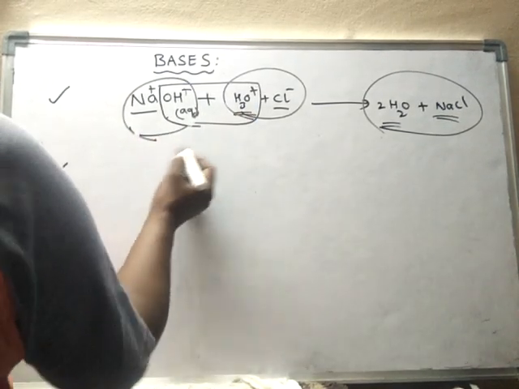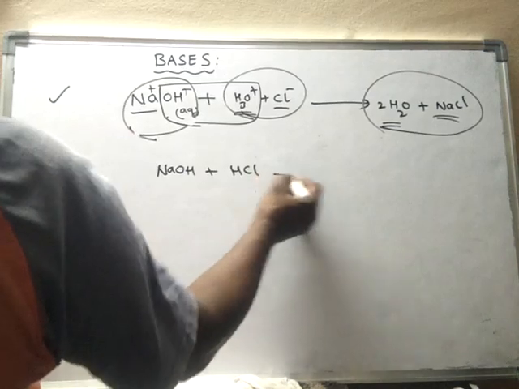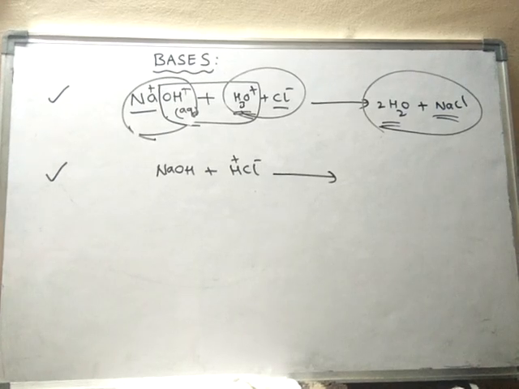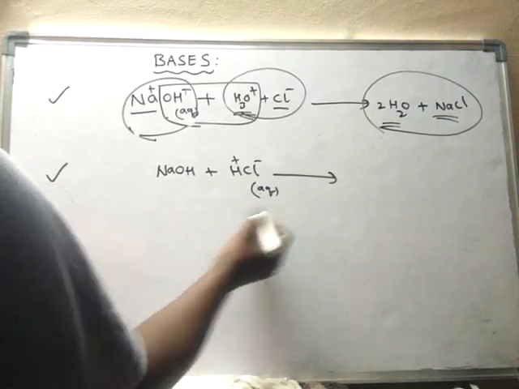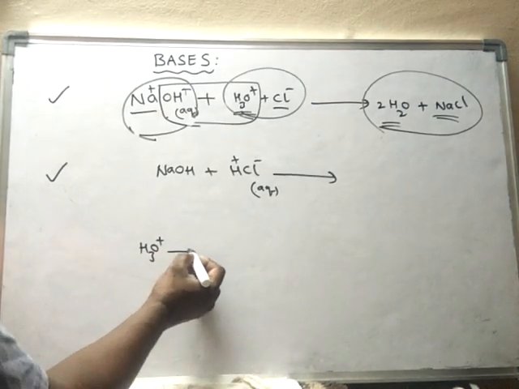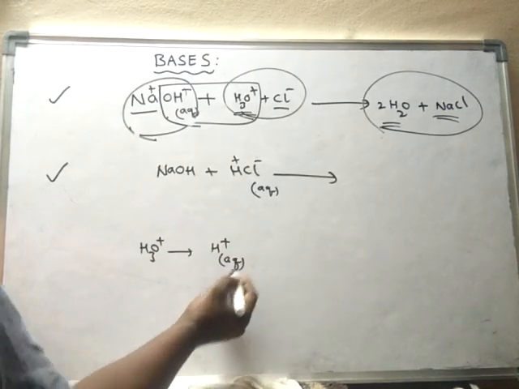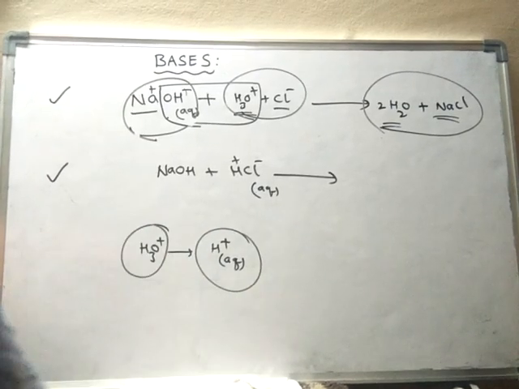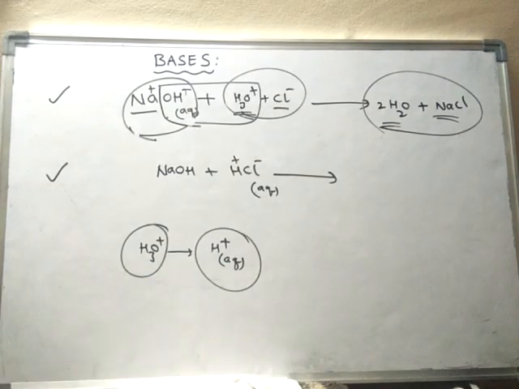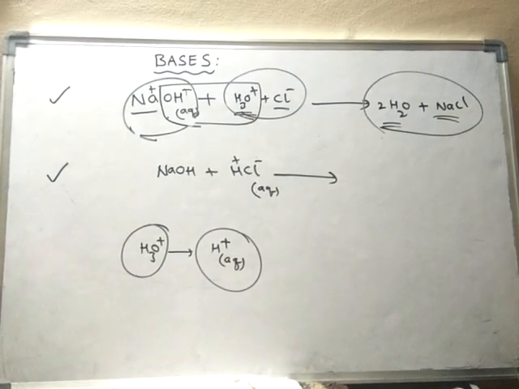So here what happens? NaOH plus HCl. Simply I will write like this. Here H plus and Cl minus, this is aqueous. See, H3O plus, it is also called as what? It is also called as H plus aqueous. H plus aqueous is called as H3O plus, hydronium ion. Hydronium ion is also called as H plus aqueous, aqueous proton. So we can define like this.